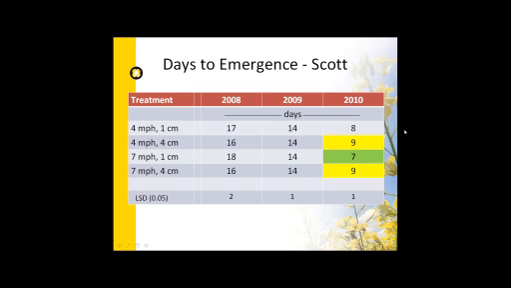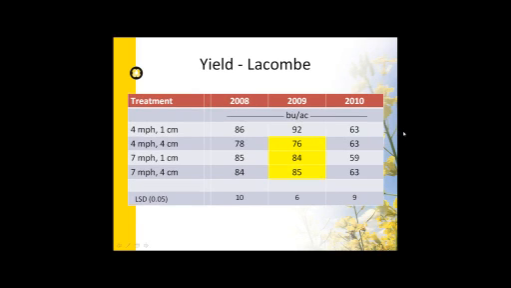What's interesting is that we see that 7 miles an hour at 1 centimeter turns out to actually be the earliest emergence, and the question has been raised before: is this a function of the fact that as you get faster, you get a drafting issue where maybe we're a little bit shallower? Those are the kind of things we have to be thinking about, but we do see that just by going too deep, that is an issue.